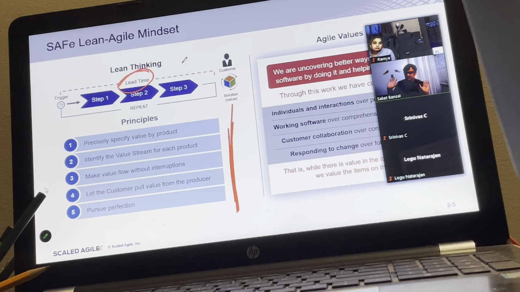This way of doing is lean thinking, and lean thinking is all about continuous delivery of value and continuously improving our value delivery process. Good, so lean thinking is clear. Now we go into agile thinking in a similar way.